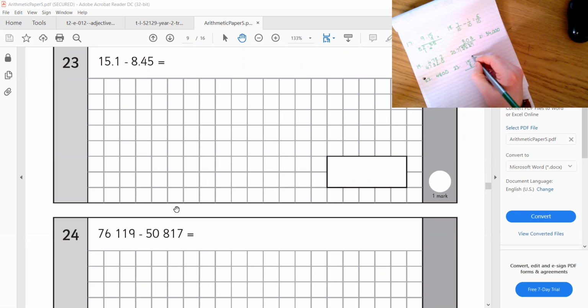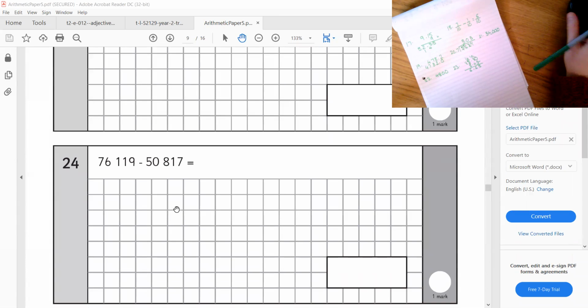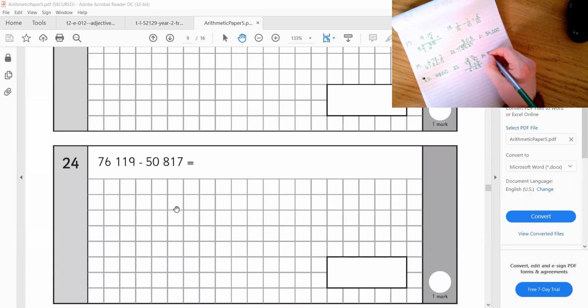Need to rename. So 10 take away 5 is 5. Need to rename again because I've got 0 take away 4, can't do that. 10 take away 4 then is 6/10. 4 take away 8, can't do, need to rename. 14 then take away 8 would be 6. 8, 9, 10, 11, 12, 13, 14. Yeah, just have to double check that then. 6.65. And then 24, another basically exactly the same thing, just with bigger numbers this time.